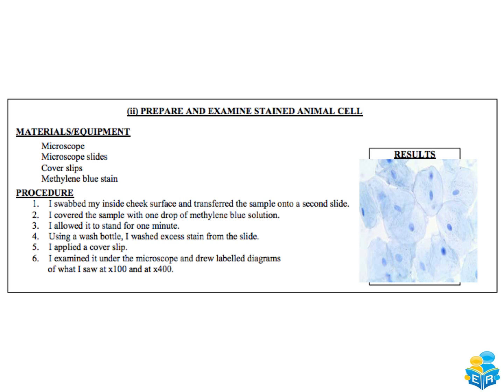Now, as part of this unit, you actually have two experiments to carry out in school. One of them is the preparation and examination of a stained animal cell, and the other is the preparation and examination of a stained plant cell. Now, the procedures for both are very, very similar. You're going to be using the microscope in a very similar way.